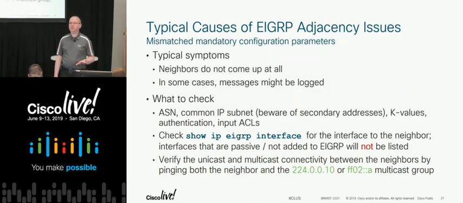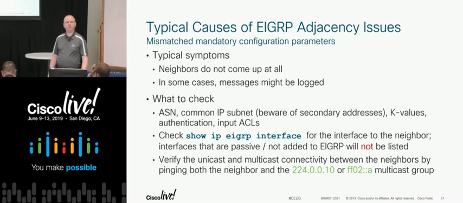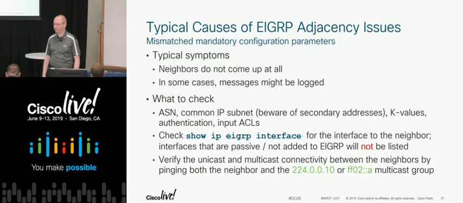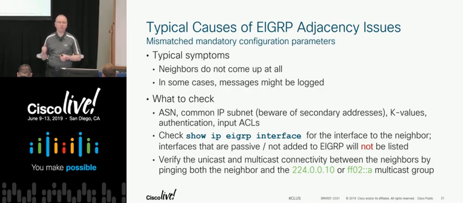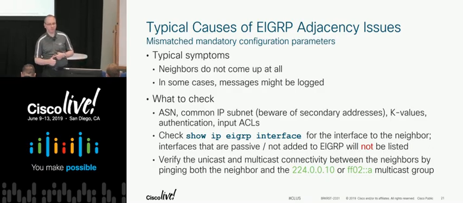What are the typical causes of EIGRP problems? Well, with mismatched configuration parameters, we typically see the neighbors not even coming up. Sometimes we log a message, but typically it's just silent and we don't see the neighbors at all. What to check if you have these symptoms? You do not even see the neighbor coming up on either side. Check the parameters that are mandatory to be the same. I won't repeat them for brevity purposes. Show ip eigrp interface is your next friend.